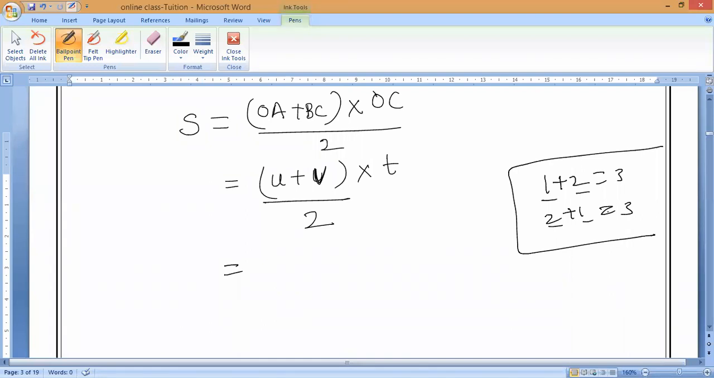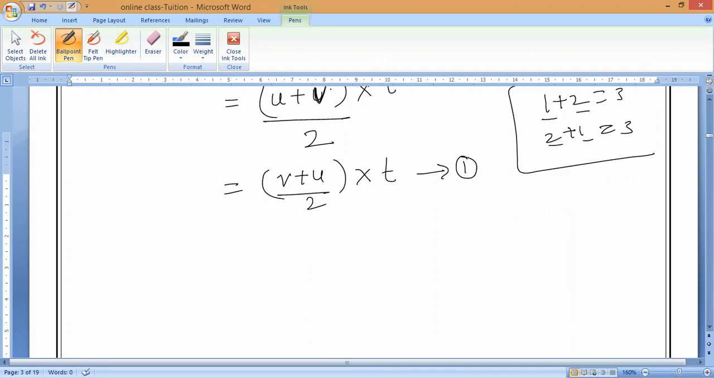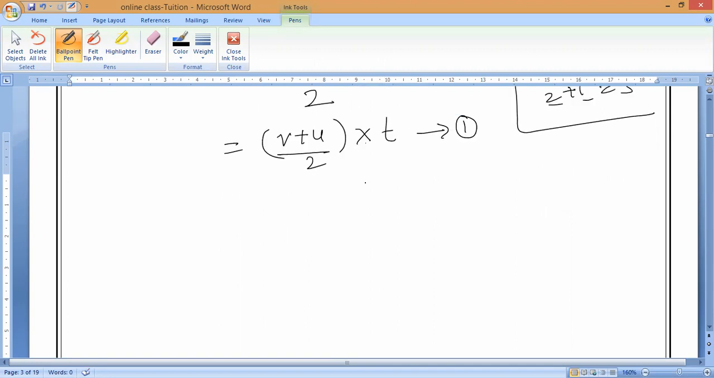So what we have to do? This u plus v, can I write it as v plus u, by 2? Any doubt in this? Now let me imagine this is equation number 1. Equation number 1. Now let us see from acceleration.